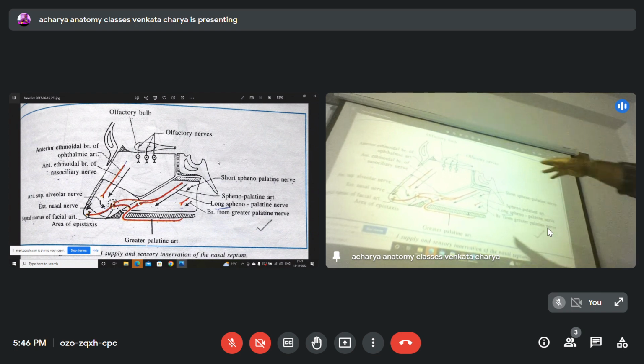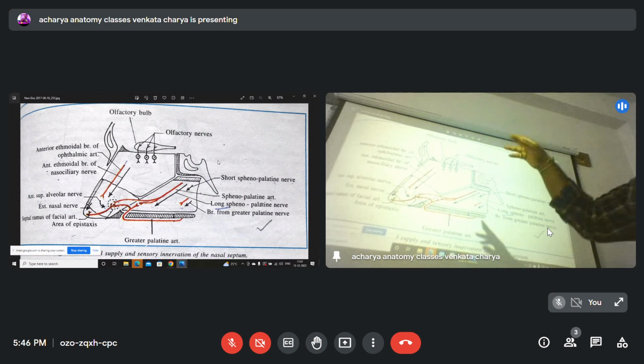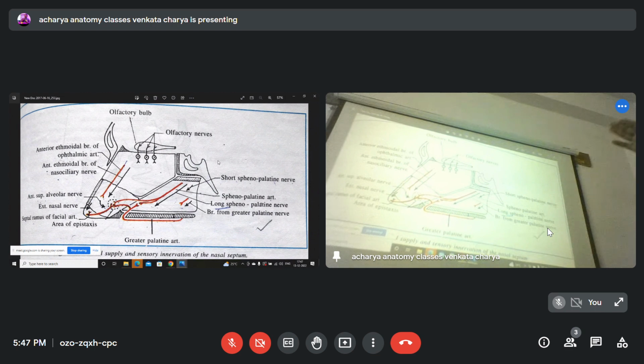I am telling both together. Number one, anterior ethmoidal artery, the anterior ethmoidal branch of the ophthalmic artery. Number two, anterior ethmoidal branch of the nasociliary nerve. Artery, nerve. Nasociliary nerve.